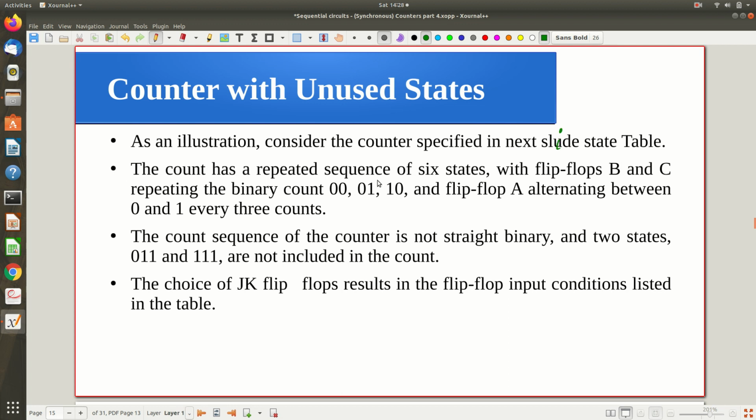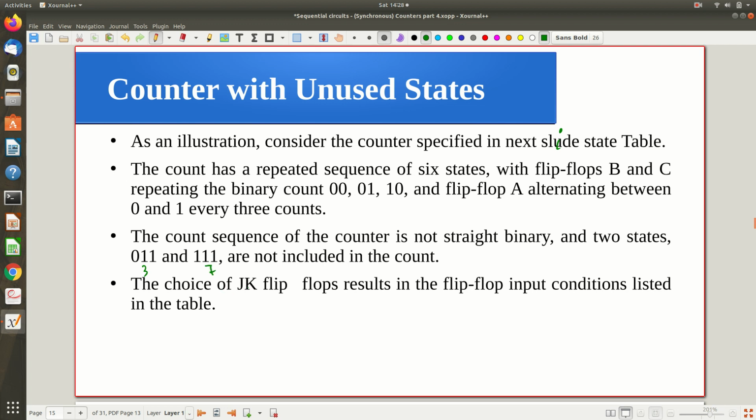The counter has a repeated sequence of 6 states, with the flip-flops B and C repeating from 0 0, 0 1, 1 0, then 0 0, that you saw. And the last flip-flop is alternating between 0 and 1 every 3 counts. So the count sequence of the circuit is not straight binary, and you can see that 2 states are missing: 3 and 7. 0 1 1 and 1 1 1 are not included in the count.